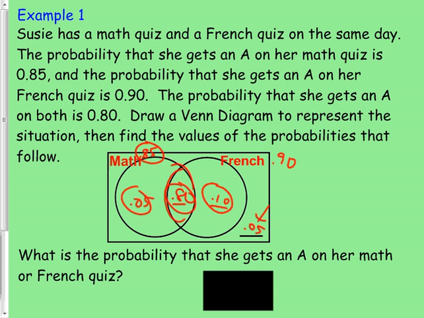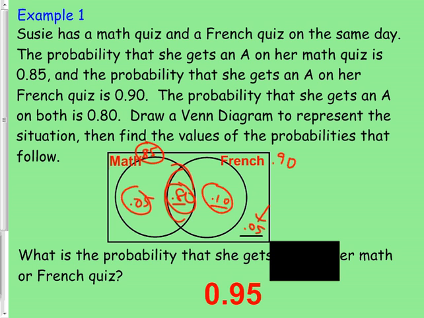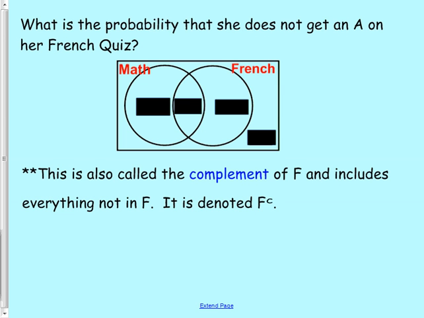95. Add up 3 in the middle. It's 0.95. Okay. This one, I would like you to figure out the probabilities for each of those things. So you're making a probability Venn. For instance, that's 0.05.